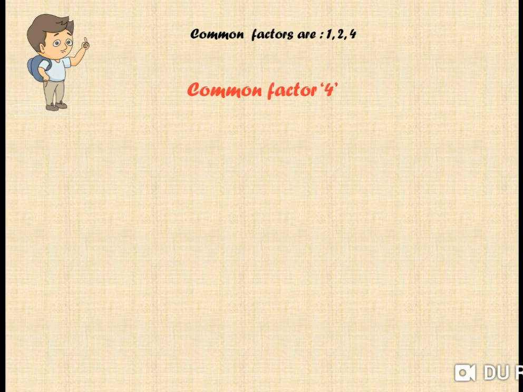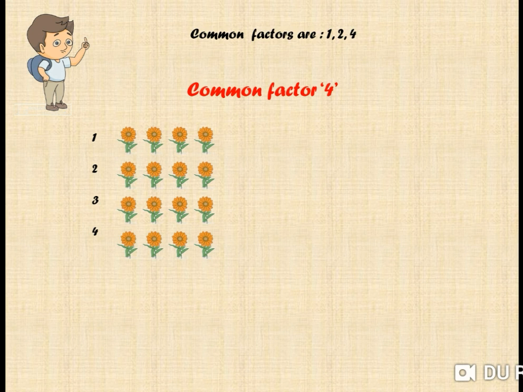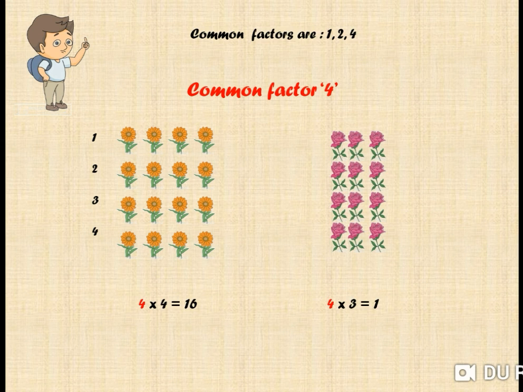Then he uses the common factor 4, means now he is going to arrange the flowers in 4 rows. He arranges the orange flowers in 4 rows and 4 columns, and the pink flowers in 4 rows and 3 columns. Here the rows are the same, means both flowers are arranged in 4 rows, means equal rows.